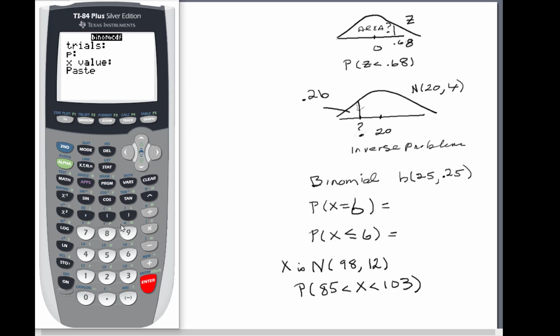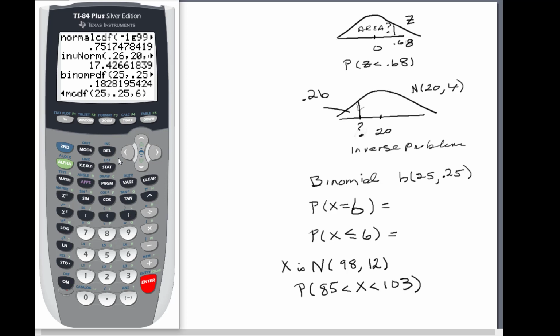The number of trials is 25. The p-value, that hasn't changed, is 0.25. Now remember, we want a less than or equal to, so my x value would be, because I stuck with 6, it's less than or equal to 6. So this is going to give me the probability that x is less than or equal to 6. And we'll paste that in.